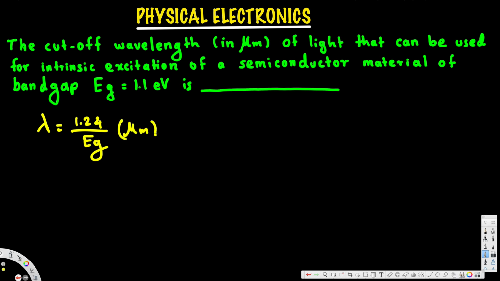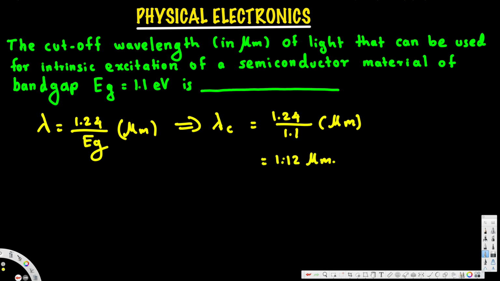Now here the question is asking for the cutoff wavelength, and when we have this Eg equal to 1.1 electron volt, we can use the same equation. Here we are going to calculate the cutoff wavelength, lambda c, which is going to be equal to 1.24 divided by 1.1 electron volt, and the unit is going to be in micrometer. If you calculate this, you are going to get 1.12 micrometer, and that's going to be our final answer.